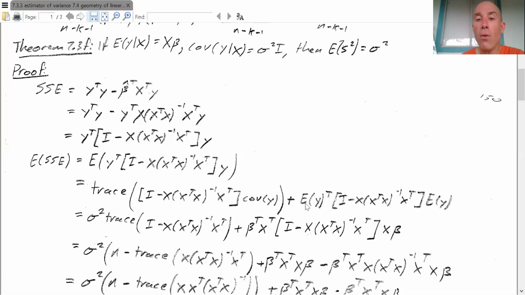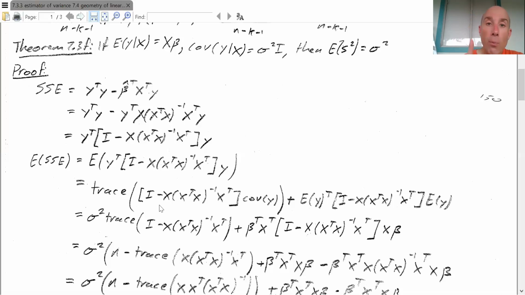I'm going to look over here. The expected value of y is equal to x times beta. And so I replace this with beta transpose x transpose, and replace this with x times beta. Boom, we've got that. Okay, so now things are coming along nicely for us.